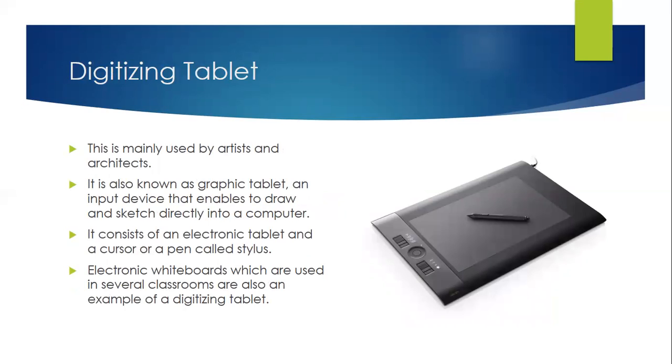Digitizing tablet. This is mainly used by artists and architects to draw the interpretation of a real life object onto a screen. It is also known as a graphic tablet. These are generally used by animators who create animations and cartoons on the screen. It is an input device that enables us to draw and directly sketch on a computer. It consists of an electronic tablet and a cursor or a pen called a stylus.